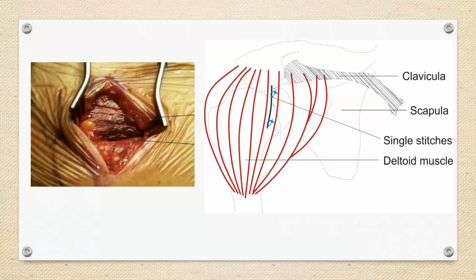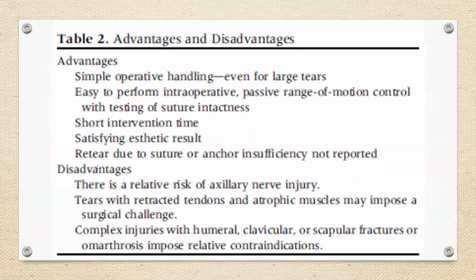So post repair, once the deltoid retractor is taken out, you can see the fibers falling back into place. So the fibers can be stitched on easily using absorbable stitches. Then the skin is closed.